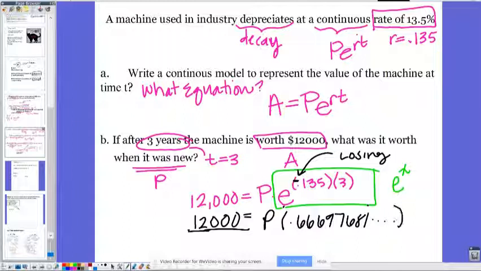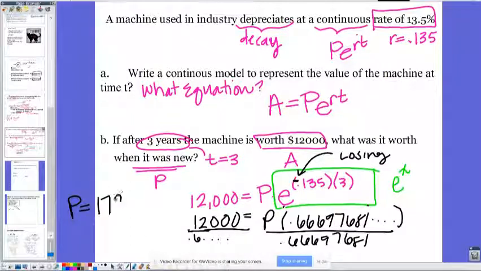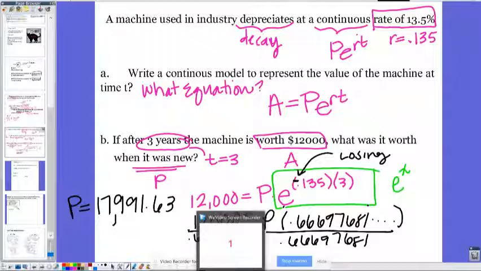And this time I got 0.69761, and so on and so forth. So now I can divide by that number. I'm going to do my 12,000 divided by that number. And I got it. It makes more sense to me, and I ran out of room. P equals 17,991.63. So this machine was worth, when it was new, $17,991.63. And that is all I have for you at this point.